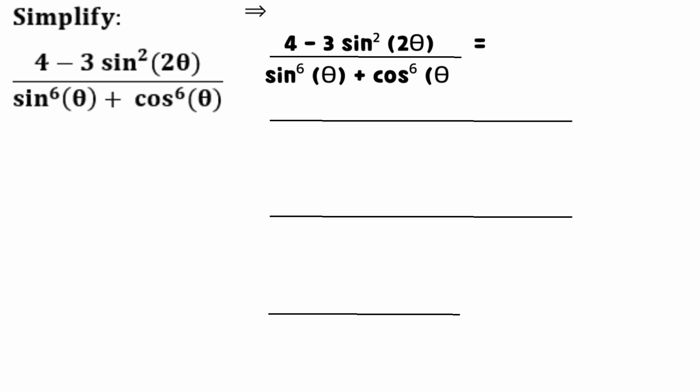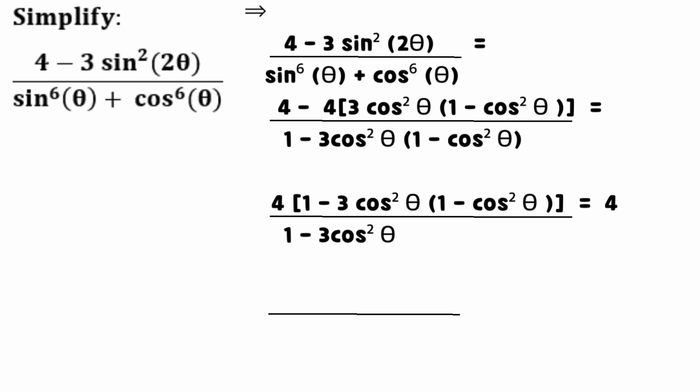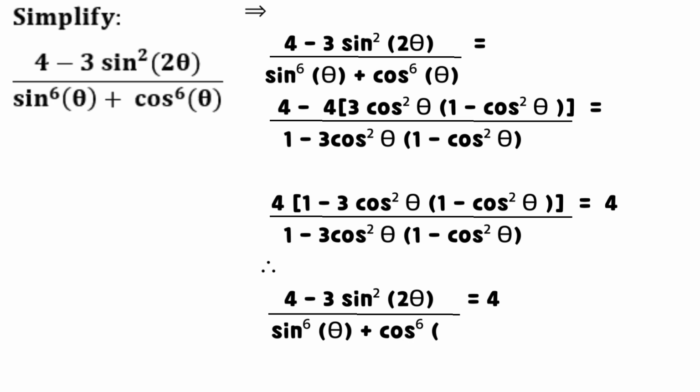4 minus the product of 3 and the square of sine 2 theta, all divided by the sum of sine theta to the power of 6 and cosine theta to the power of 6, equals 4 minus 4 times the product of 3 and the square of cosine theta times 1 minus the square of cosine theta, all divided by 1 minus 3 times the product of the square of cosine theta and 1 minus the square of cosine theta, which equals 4.